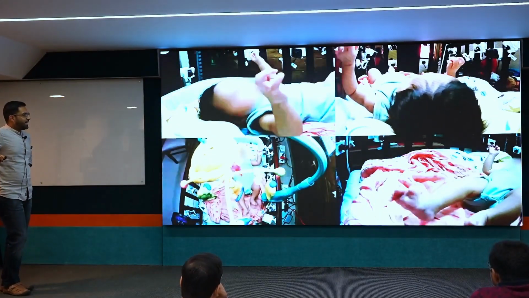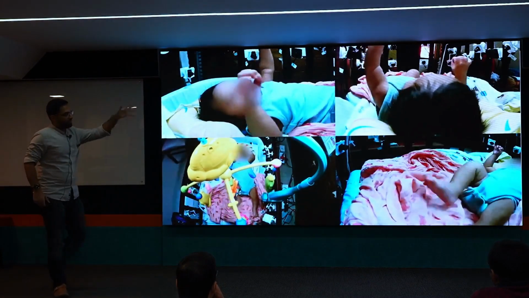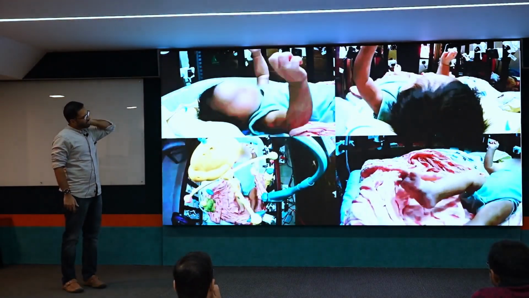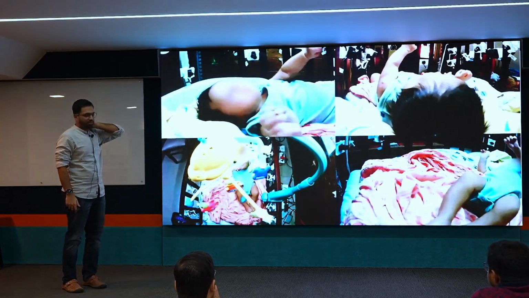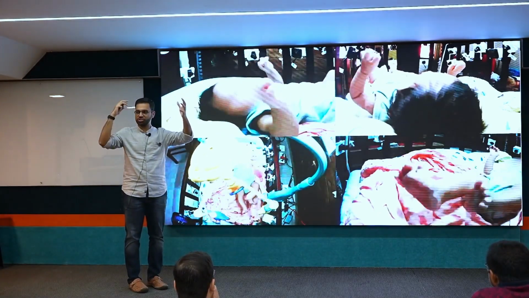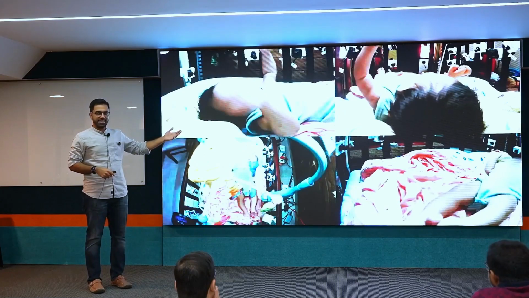So here's some sample data. Here you can see 4 views out of the 32 cameras that we had. So this is an example. He was probably 3 months old, I want to say, in this particular clip. So he's doing these kinds of motor motions, right? Moving hands and feet. And you could kind of clearly see all of that, right?